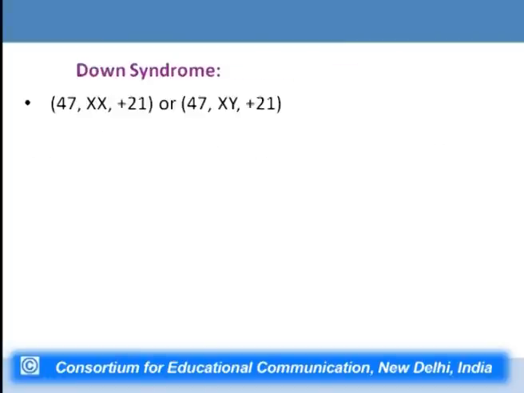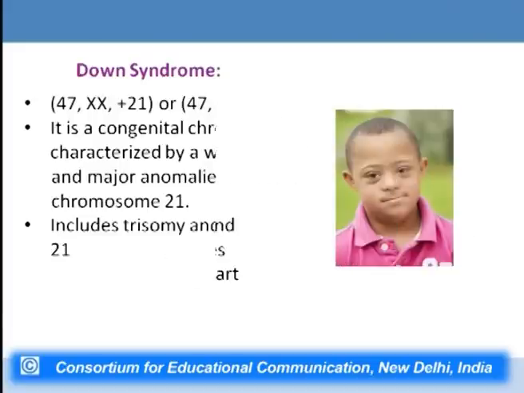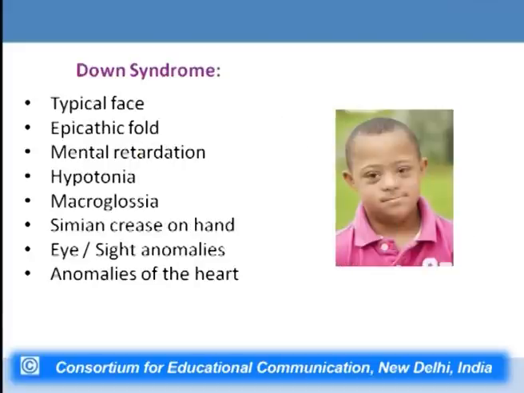Coming to Down syndrome, it can occur both in male and female, and it is a congenital anomaly which is caused because of presence of an excess chromosome 21 or because of translocation of chromosome 21. Now, the characteristic feature of this particular syndrome is that individuals are having a typical face and can be recognized at an instant. They have a prominent epicanthic fold above the eye.